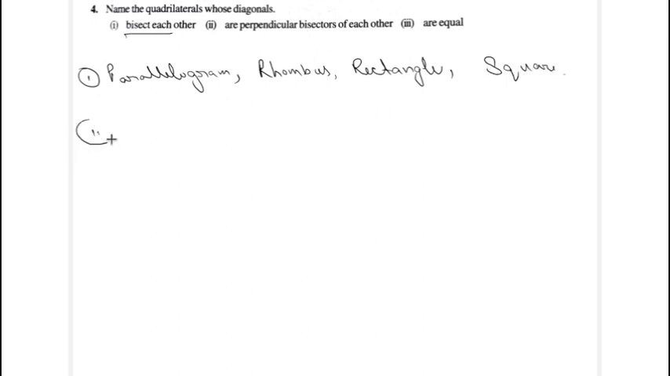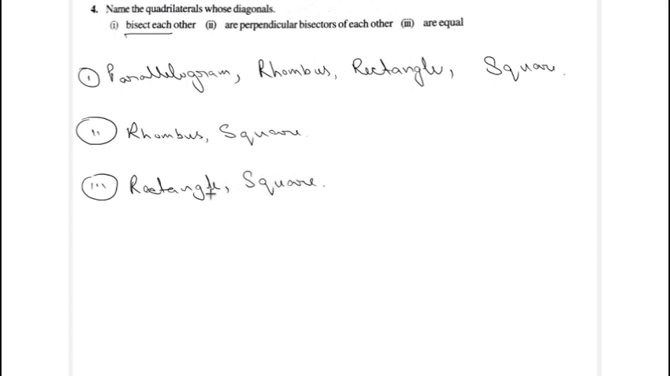Okay, now number 2, are perpendicular bisectors of each other. So we know that in a rhombus we have discussed already the properties of rhombus, and in a square as well. Okay, in a rhombus and in a square the diagonals are perpendicular bisector of each other. And question number 3, are equal in rectangle. Okay, in rectangle and in a square. As square is a special type of rectangle, so that's why in these two the diagonals are of equal measure. This already we have discussed in our previous video.